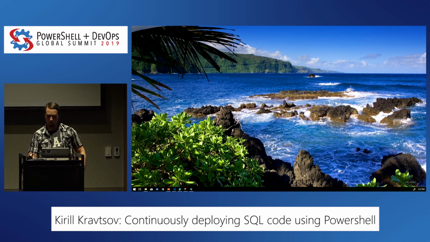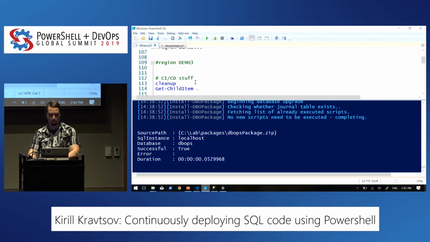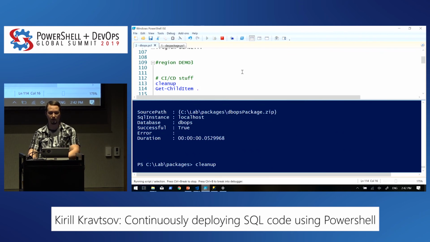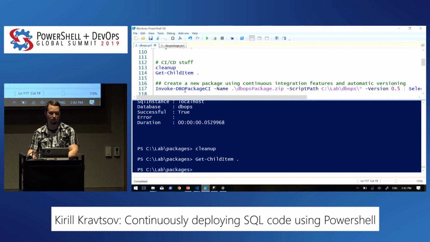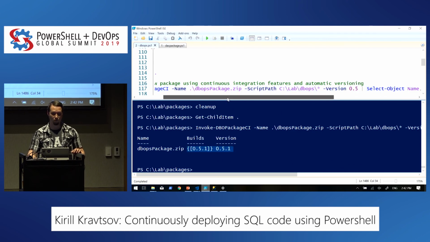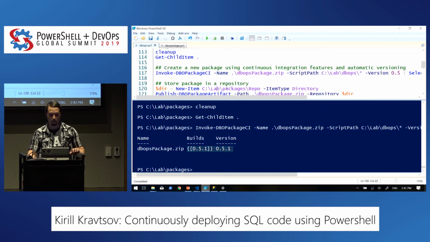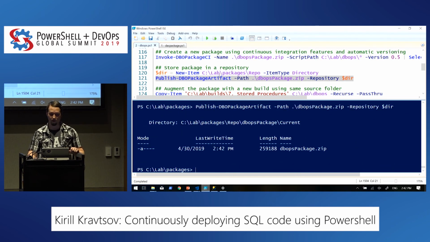So let me go back to the CI functionality. We have like 4 minutes left. So now, I'm just going to quickly run the CI/CD pipeline as if it was inside some kind of deployment tool. I don't have any files here in this folder. I'm going to use this command here to invoke the package CI, and it will dynamically detect all the new files from this folder and create a package version 0.5. Now we have this package version 0.5.1 with the single build. Now I'm going to create a repository and store this package in this repository using publish dbo package artifact. So now this file is stored in the current version inside the repository.